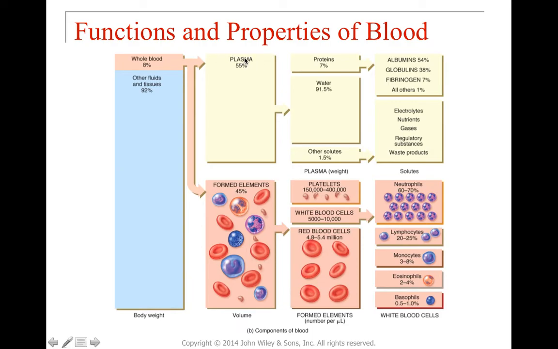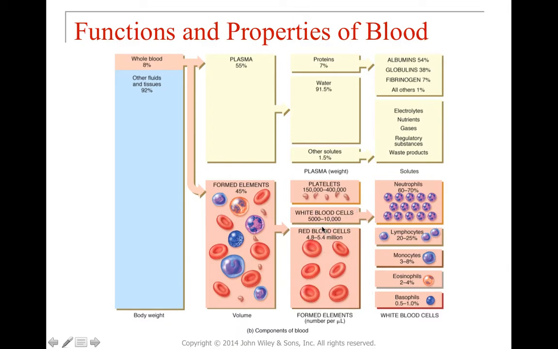That blood, again, is split up into plasma, which is about 55%, and those formed elements that we just talked about, which are 45%. The formed elements are going to include things like platelets. Again, these are involved in your clotting response. Your white blood cells, which are involved in your immune response. Your red blood cells, which are going to be your oxygen delivery system.